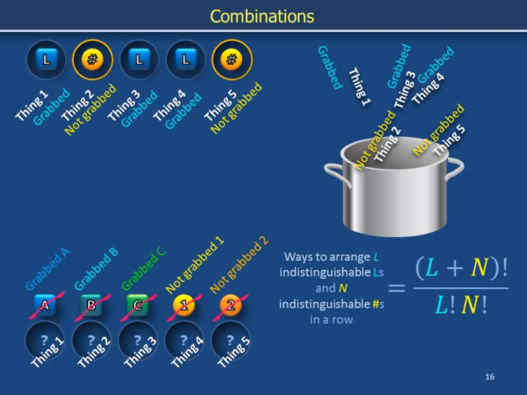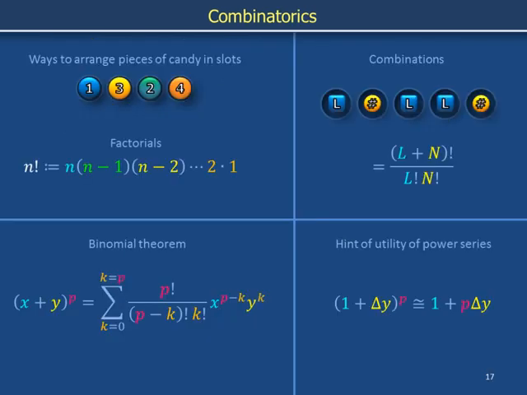Each distinct combination of L things that could be grabbed in hand corresponds to one pattern of squares and circles in a row. Counting the number of patterns of squares and circles in a row is equivalent to counting the number of combinations of L things that can be grabbed from a container of L plus N distinct things. So as we claimed, the quotient L plus N factorial over L factorial N factorial is the number of combinations of L things that can be grabbed from a container of L plus N distinct things. Now that we have introduced combinatorics, we can apply it to derive the binomial theorem in the next video.